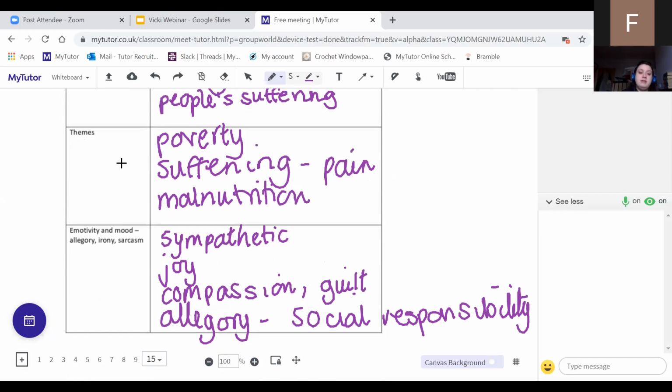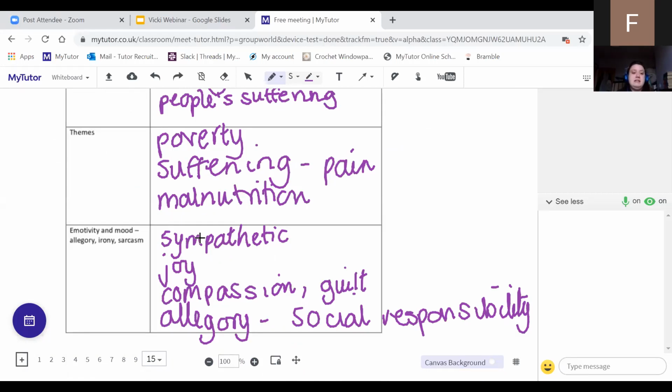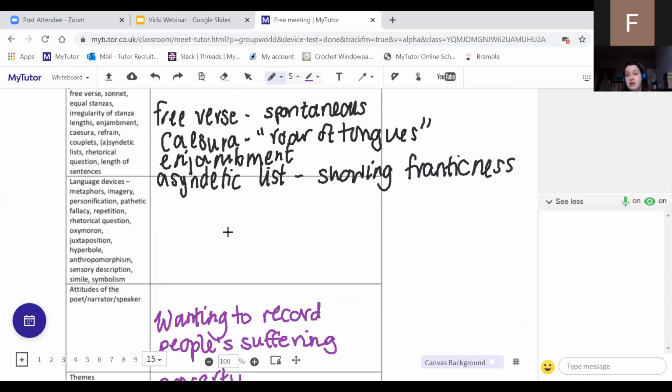Themes, emotivity and mood, or you could just write maybe emotiveness, something like that. Readers' thoughts and sounds. You could just write those down. So sounds, language devices, you will talk about without realizing that you're actually doing it, because it's become so ingrained, because that's what you've been trained to do over the last few years, that you'll just do it automatically. And that's the big one that most people go for, and that's absolutely fine.